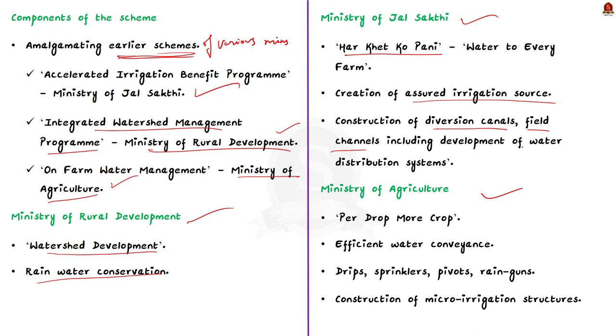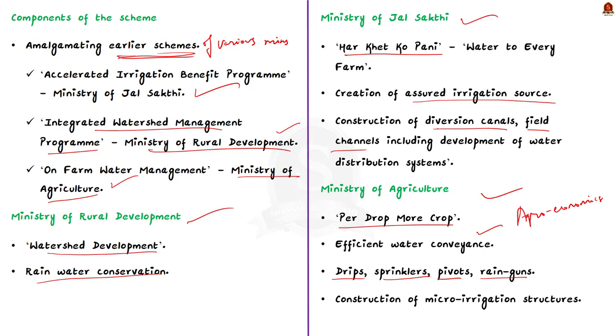Now finally, coming to the Ministry of Agriculture's Per Drop More Crop scheme. See, it will promote efficient water conservation and precision water application devices like drips, sprinklers, pivots, rain guns in the farm. Then it will also promote the construction of micro irrigation structures to supplement source creation activities. The ministry also undertakes extension activities for the promotion of scientific moisture conservation and agronomic measures. With this, we have seen briefly about the different components of the Pradhan Mantri Krishi Sinchai Yojana.